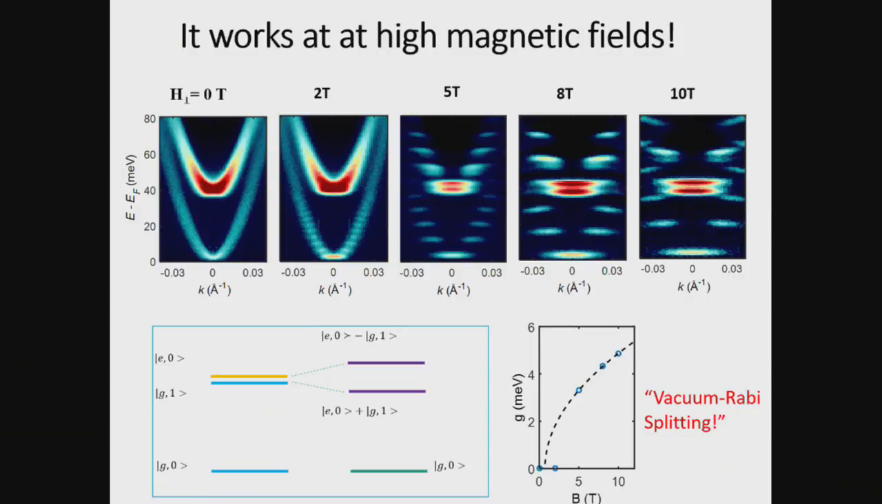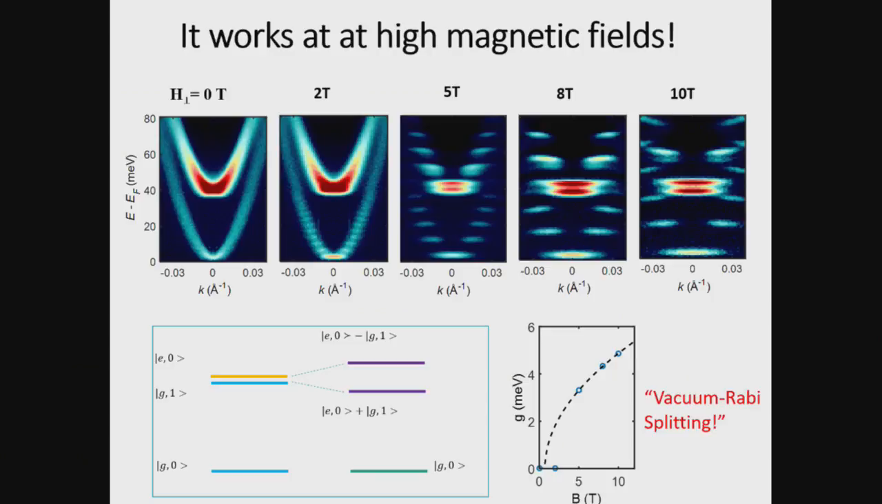So the question is, what happens to this tunneling spectrum when you apply a perpendicular magnetic field, which quenches the kinetic energy? We applied the perpendicular magnetic field, and the first thing we observed was the evolution of the discretized Landau levels from this simple parabolic dispersion. But what's more interesting in this spectra is that we observed a sudden splitting of the Landau level, which is located at the phonon energy above the Fermi energy.